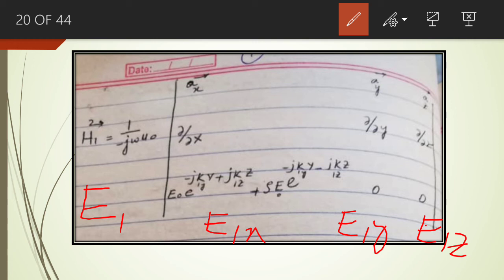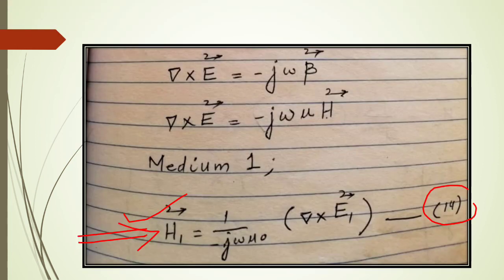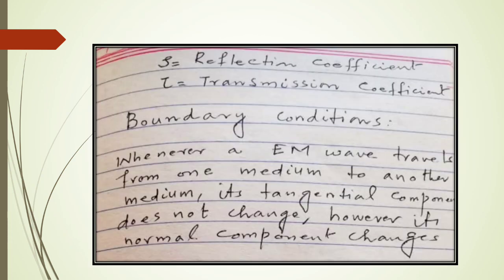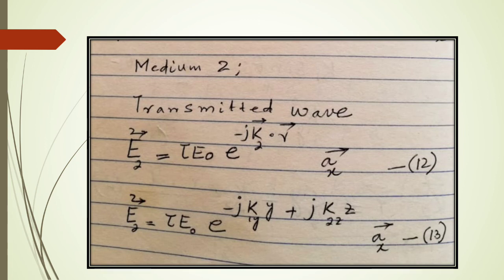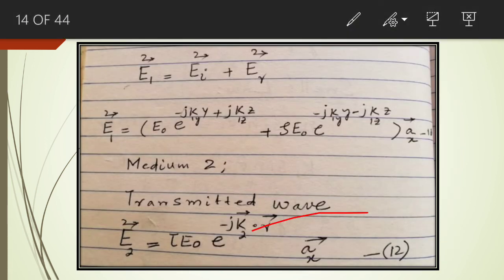The y component of E1 is 0, and the z component of this E1 is 0, and then we will come towards the expansion of this determinant. So let us consider the equation for E1.